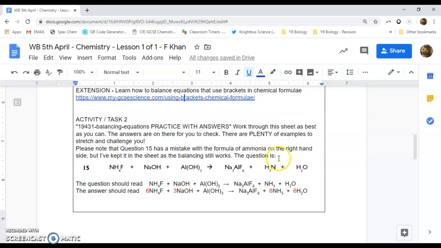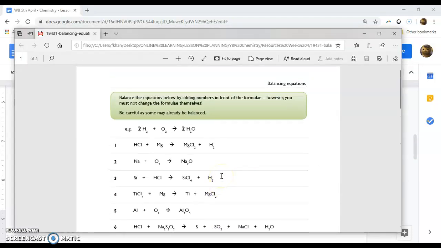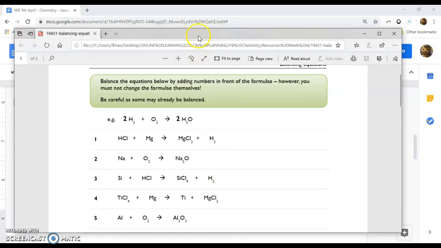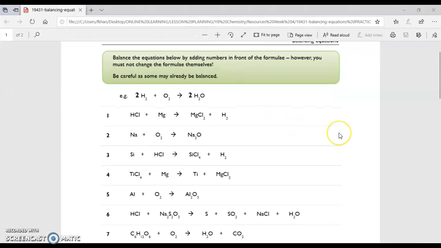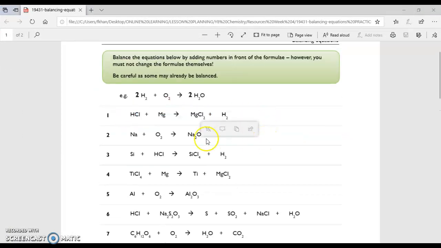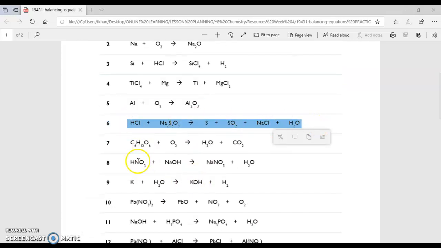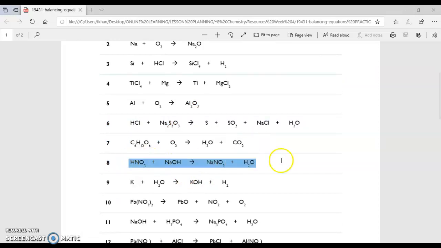So the next activity is task 2. What I've got for you is a sheet, and that sheet allows you to have lots and lots of practice. You'll be able to do it in your own time, and remember, this sheet is not the tri-weekly assessment. This is just a sheet with lots of practice questions. Go through them.